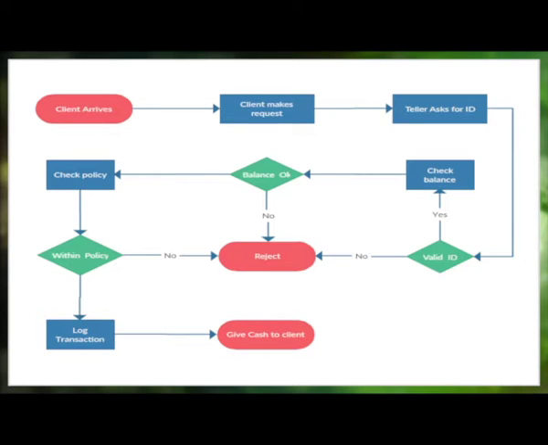Then we have a parallelogram shape which denotes data entry or data display. This can be seen on the screen. You can use this symbol either to get the data from the user or to print the data, that is the output from the program to the user. For instance, enter the number, display the sum, or the input and output operations. Next, we have the connector. This basically connects one part of the flowchart to another part.